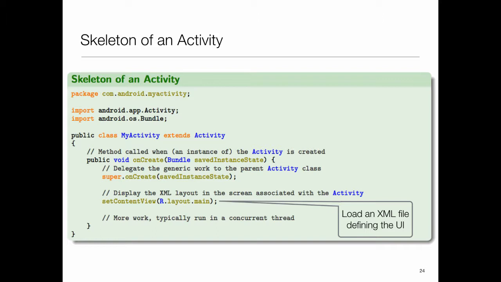So typically, within the onCreate method, you initialize your UI components, either by loading them from an XML file or by dynamically adding components to your activity. Any questions about that?